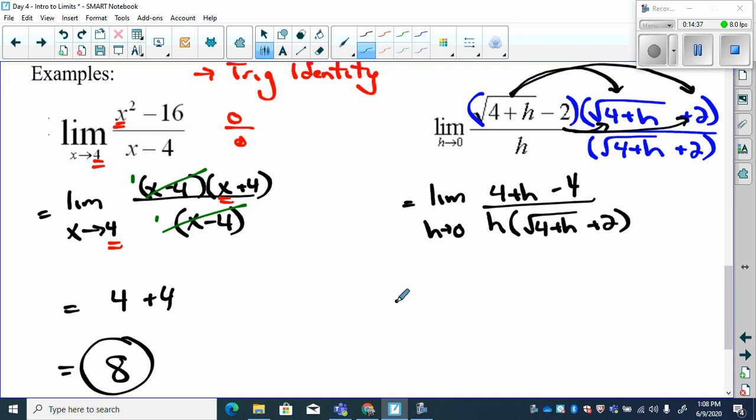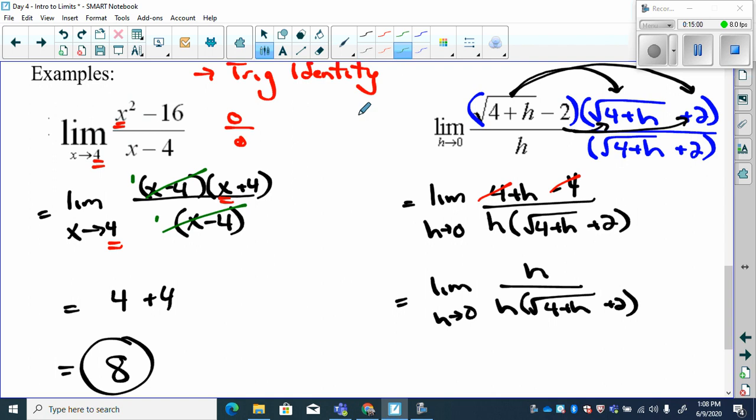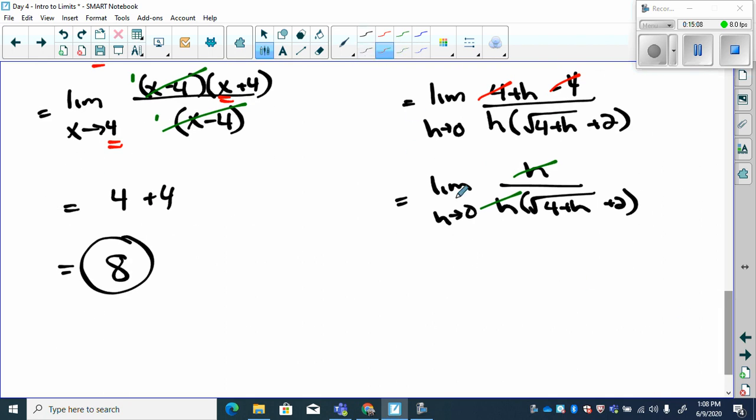And the reason I do that is because, remember, you are trying to get a factor to cancel from the numerator and the denominator, like I did over here. So 4 plus h minus 4, if I simplify that, that would leave an h. Okay? 4 minus 4, they go away. On the bottom, I have h times radical 4 plus h plus 2. Here's where I would get rid of the h's from the numerator and the denominator, and this is where I would be able to go back to direct substitution. So anywhere there is an h remaining, I am going to fill in a 0.